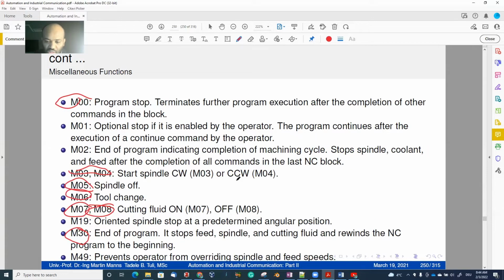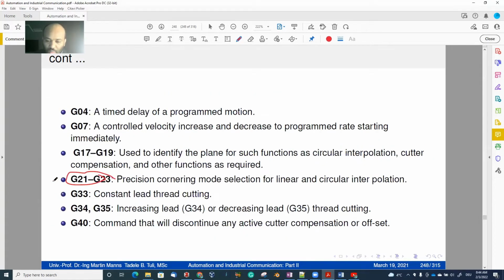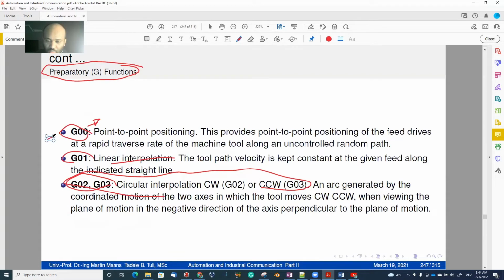94, 95 also doesn't hurt, just optional. But this is mandatory, this is mandatory. You have to remember these by heart. This also by heart, this one by heart. Memorize this one by heart too. You have to know them.